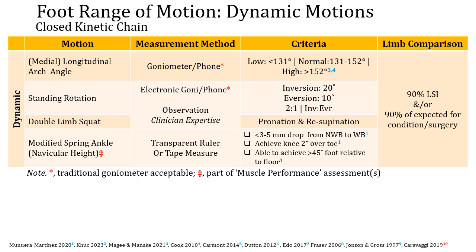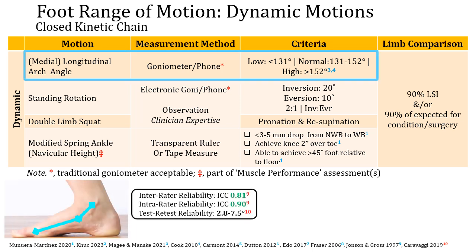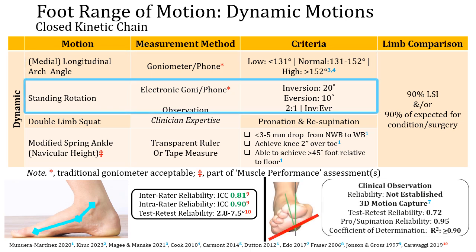Okay, so for the medial longitudinal arch, again, you could use a goniometer or a phone. Though this is predominantly more of a fixed metric, it's worth noting what arch height someone has. We'll talk about the significance of the medial longitudinal arch angle in future slides and in future sections of this presentation. When we look at standing rotation, this is to get a gross idea in regards to someone's inversion and eversion, similar to what we measured on the table in the open kinetic chain format.